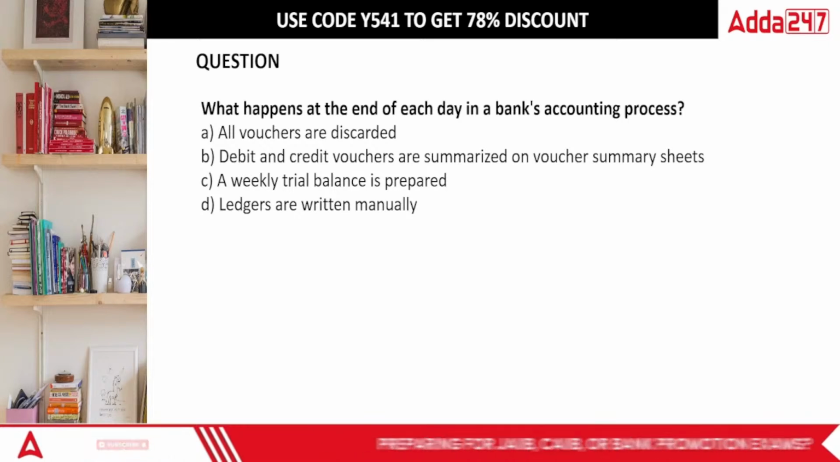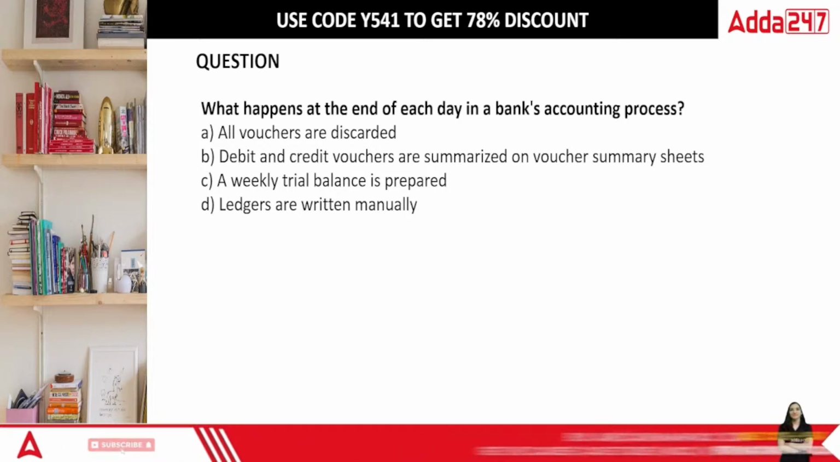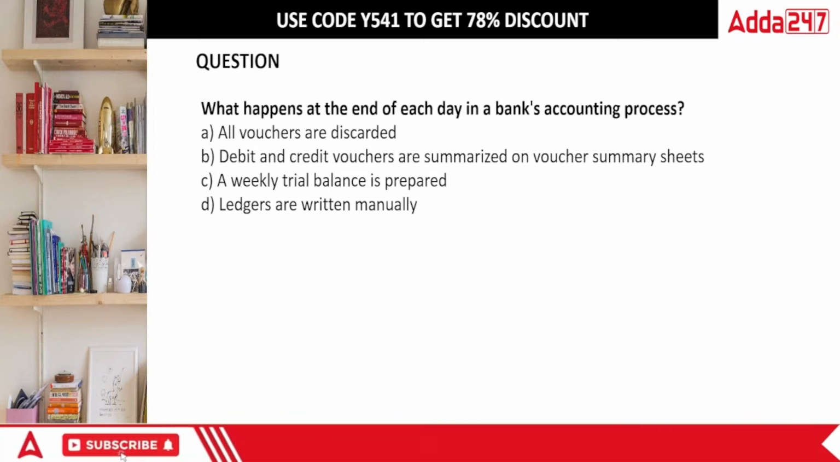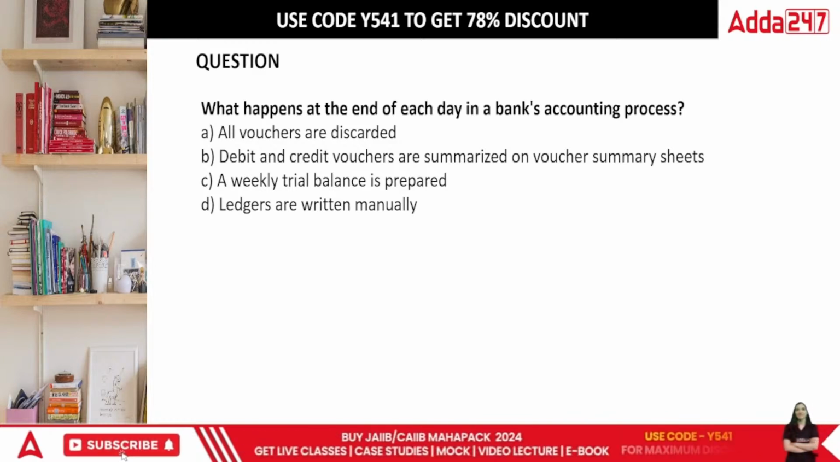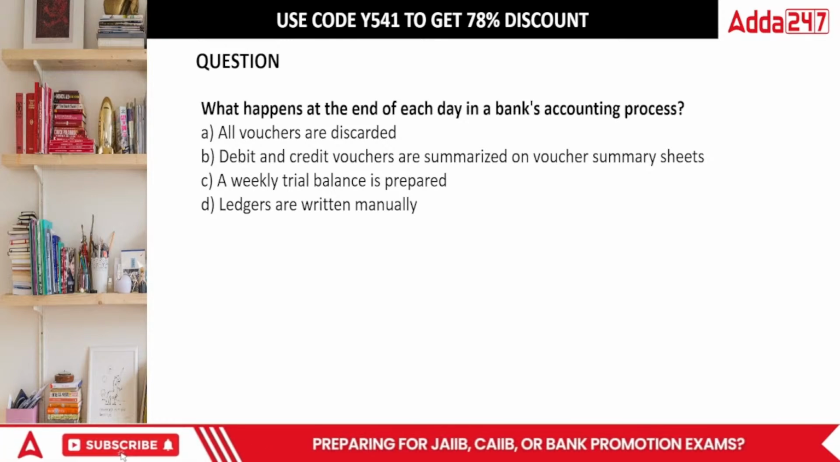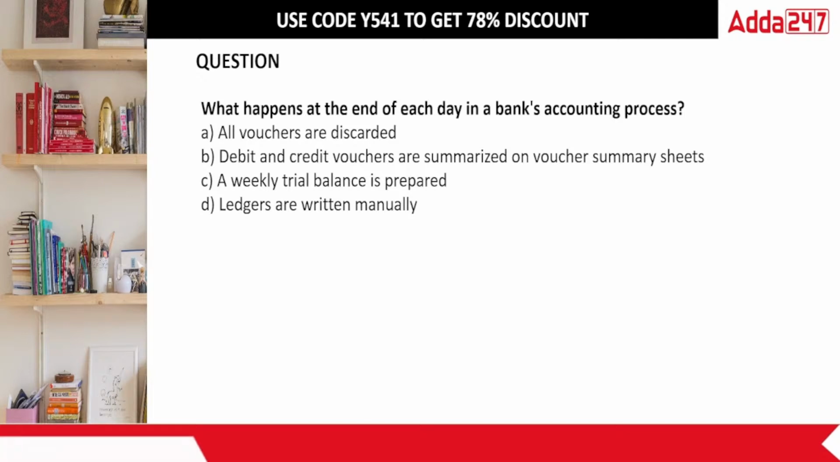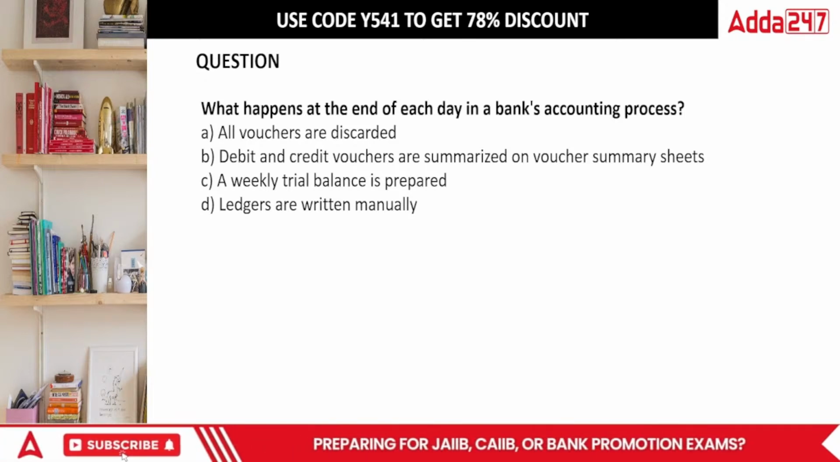All vouchers are discarded. If you discard all the vouchers, then why did you spend so much time making them during the day? And the debit and credit vouchers are summarized in terms of voucher summary sheets. This is something that we can do. All the vouchers are basically further compiled, and once you have compiled all the vouchers, this can help you to understand the trial balance of the organization altogether as well, because all the transactions are individually recorded here.